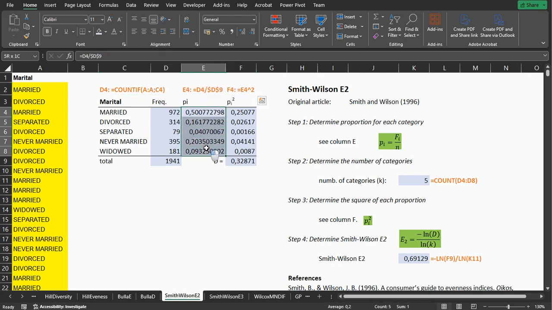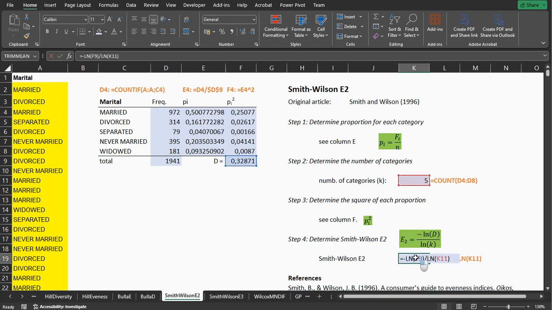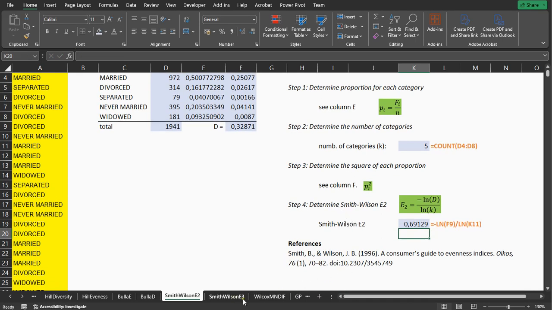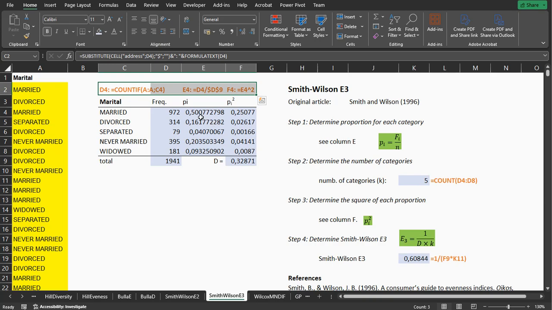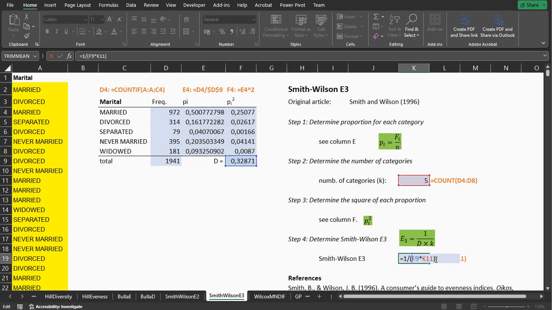We take the proportions again, we square these, and then we sum all of those. Once that's done, we can simply take the natural logarithm with a negative in front of it of that sum and divide it over the natural logarithm of the number of categories. E3 is very similar. We square the results again, so we do the whole same calculations, but now we divide it by 1 over the previous one times k.